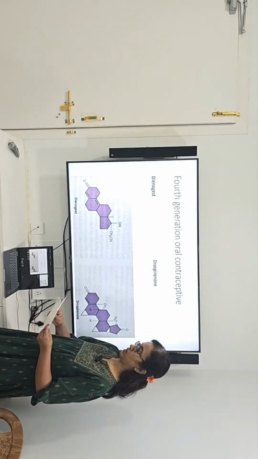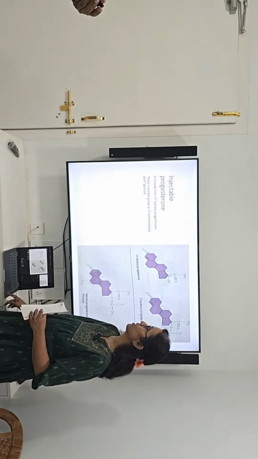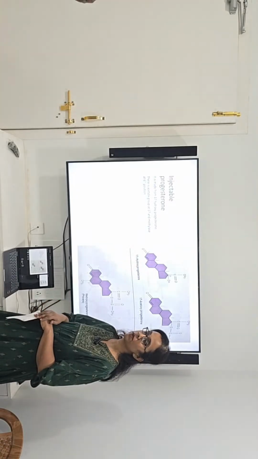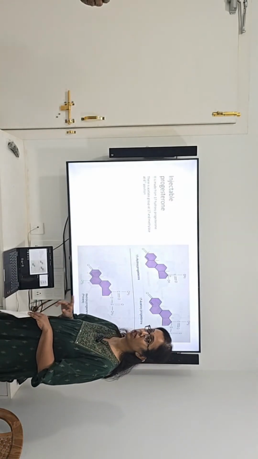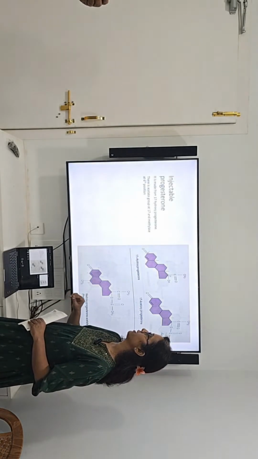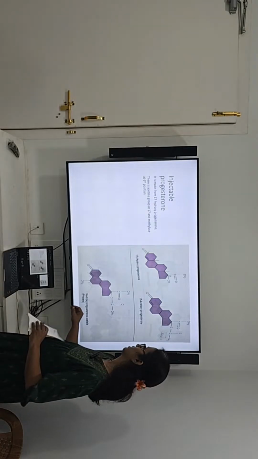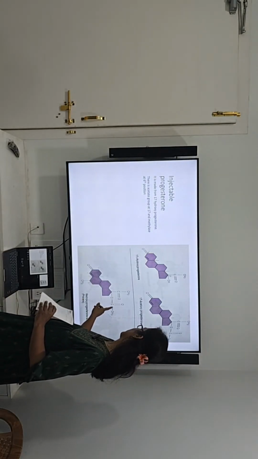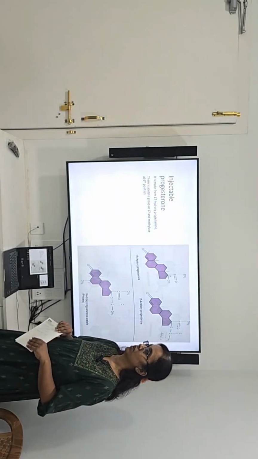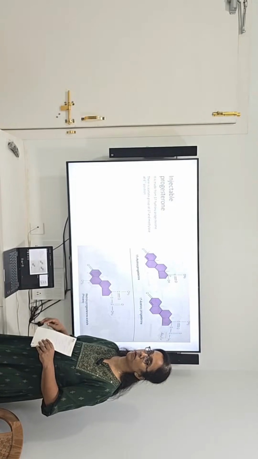And last is injectable DMPA, injectable progesterone. DMPA is used as an injectable contraceptive. It is made from 17-hydroxyprogesterone, and not from testosterone. There is an acetate group at the 17th position and a methyl group at the 6th position. So this is how we use different progestogens in our day-to-day practice.